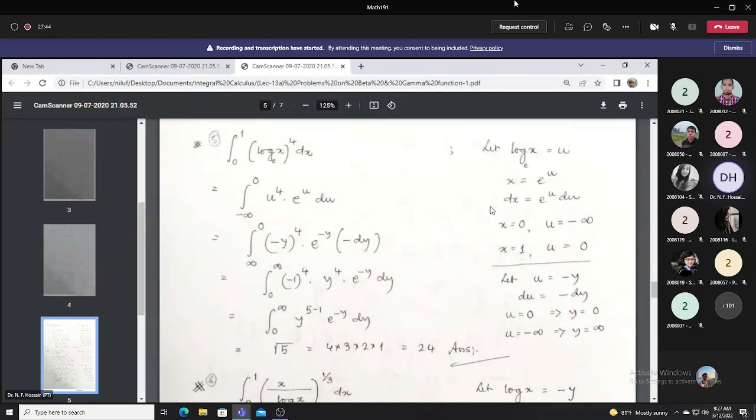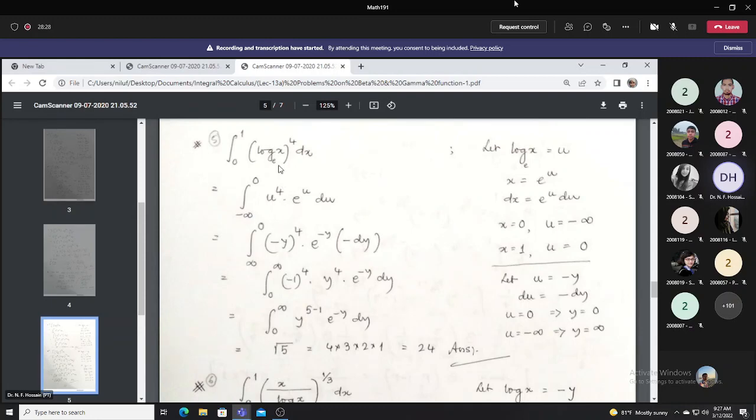Now, integration 0 to 1 of log x with base e, whole to the power 4. Here, if you substitute something for this log x, we could have e to the power something. That's why this substitution is used. That is, log x with base e equal to u. So x should be equal to e to the power u. You see, we are getting e to the power something. That means we can at least try to convert it to an expression for gamma function of something.